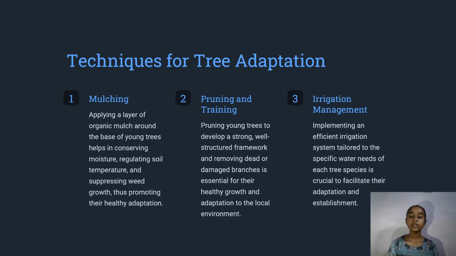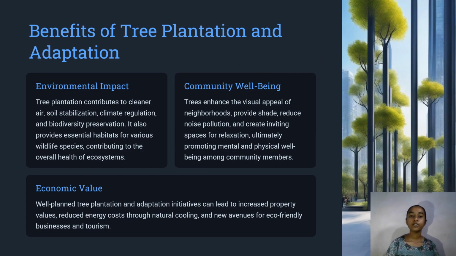And the last technique is irrigation management. It is very important. Implementing an efficient irrigation system tailored to the specific water needs of each tree species is crucial to facilitate their adaptation and establishment. Let's see the benefits of tree plantation and adaptation.